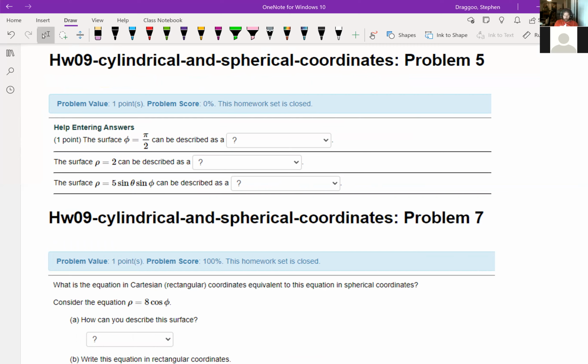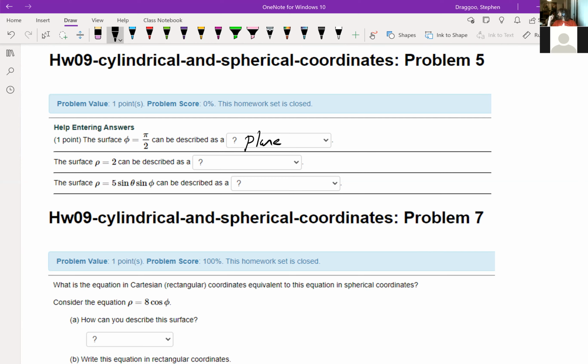So if we look through some of these things real quick, if we have the surface phi equals pi over 2, this thing should probably be described as a plane. Specifically, this is going to be the xy plane, right? Phi is pi over 2. That means the same thing as phi is equal to 90 degrees. Measure a right angle away from the z-axis, and you're going to end up in the xy plane, no matter where you're measuring that angle from, as long as it's from the z-axis down.